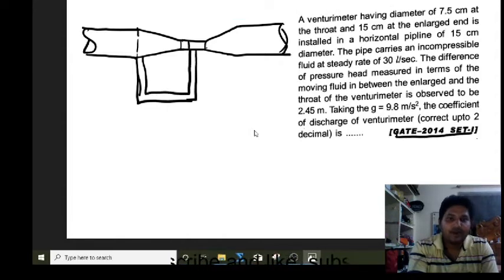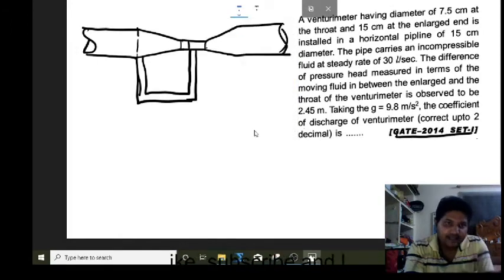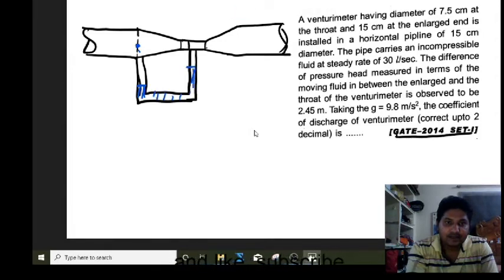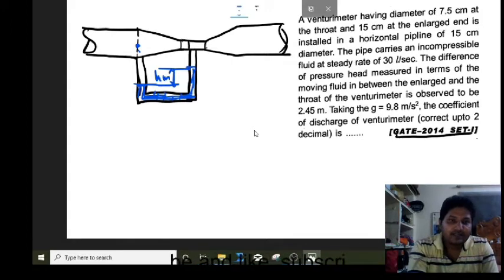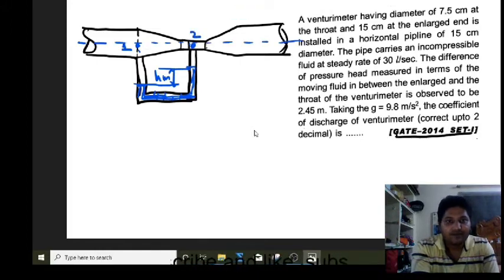Now see one concept. Here velocity is increasing, and velocity increasing means at the throat the pressure will decrease. Where velocity is less, the pressure will increase. So at this point the pressure will be more, and the manometric fluid will go to this side. This is my deflection of the manometric fluid, HM. Suppose this is point 1 and this is point 2, and the fluid is flowing in this venturimeter.